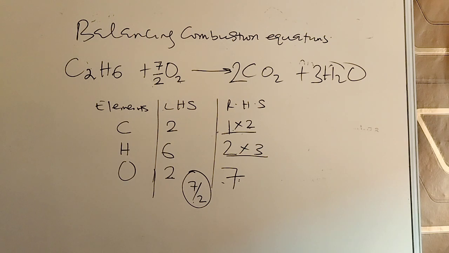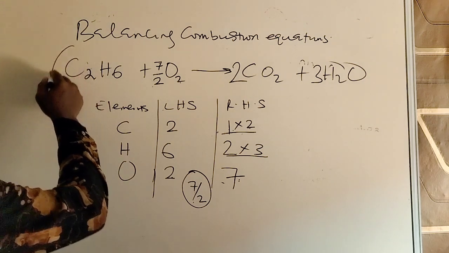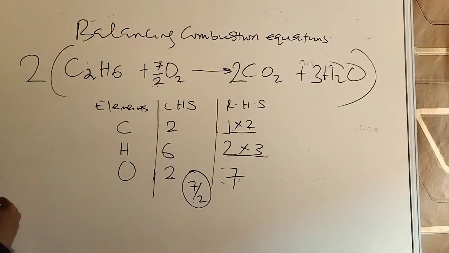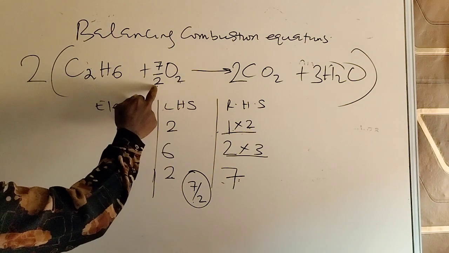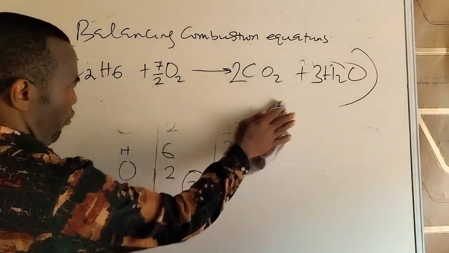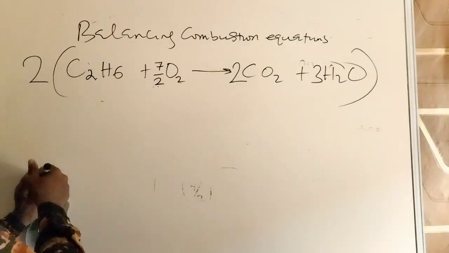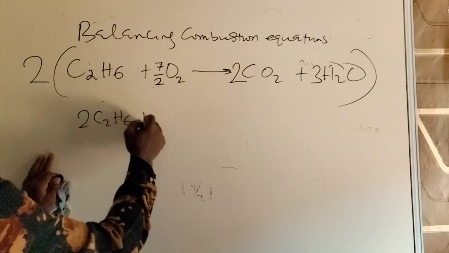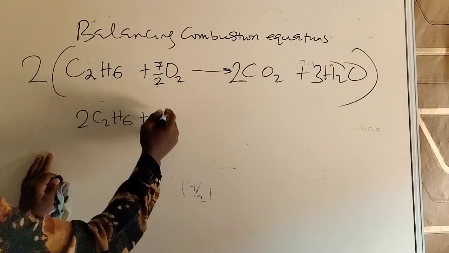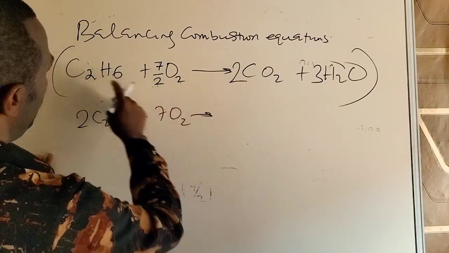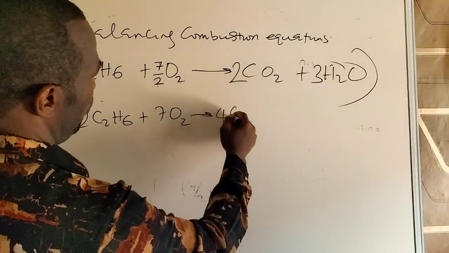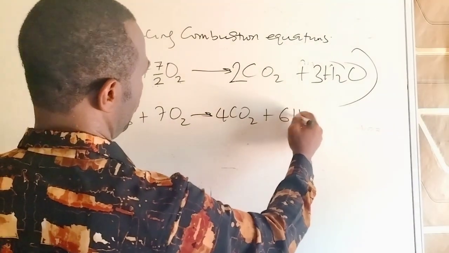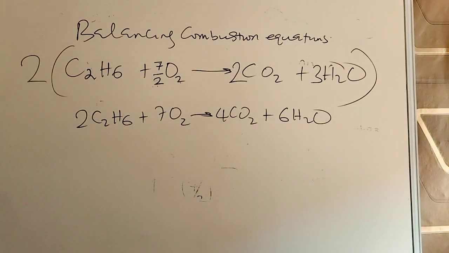How do we convert to a whole number? Multiply all the coefficients by the denominator, the 2 there. So the numbers in front of each substance are multiplied by 2. Now I have 2C2H6. 7 over 2 times 2 gives you 7O2. 2 times 2 gives you 4CO2. 2 times 3 gives you 6H2O. If you check it, you have a balanced equation.